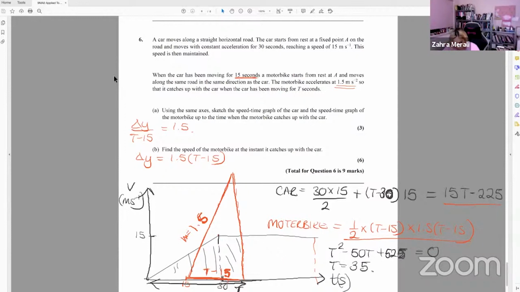So that's telling you this whole length is 35. It's asking for the speed of the motorbike at the instant it catches up. So essentially we're trying to find this height here, which we know is t minus 15 times 1.5, because that's what we found over here. So it's going to be 1.5 multiplied by 35 minus 15, and we get 30 meters per second. So that is a little bit tricky. You need to picture it and think about it, but that's how that works.